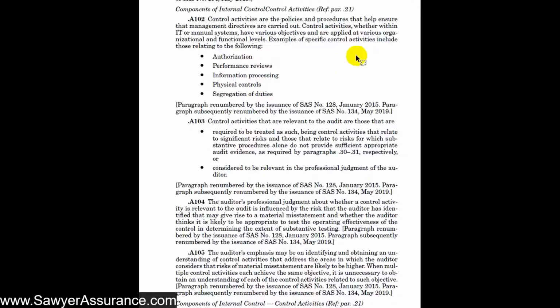Remember, we're only supposed to gain an understanding of the control activities that are relevant to the audit. And here they have a definition of which control activities would be relevant. Those would be ones that are required to be treated as such from paragraphs 30 and 31, which we haven't gotten to yet. There are certain controls that are required to be treated as relevant to the audit in certain situations. We'll get to that later. But it's saying here that those would be relevant to the audit, and then also ones that we consider to be relevant using our professional judgment.